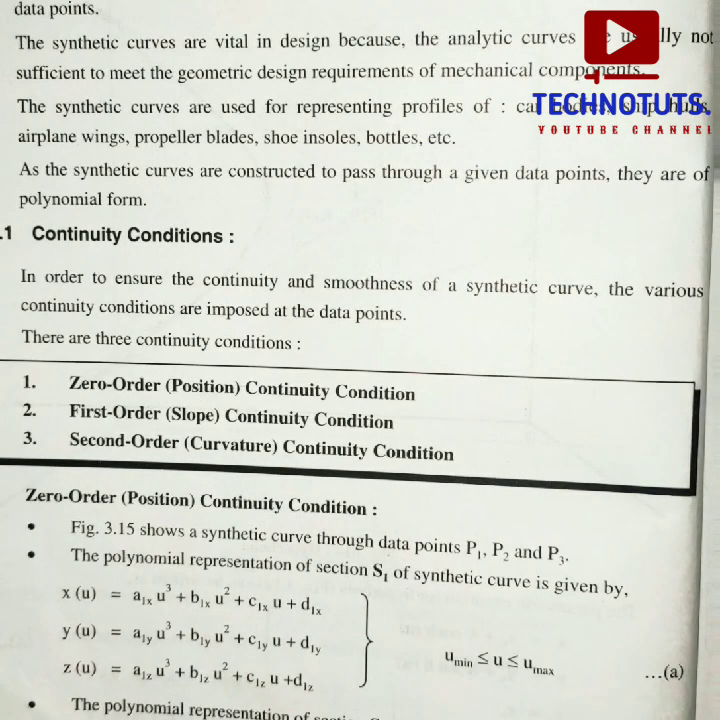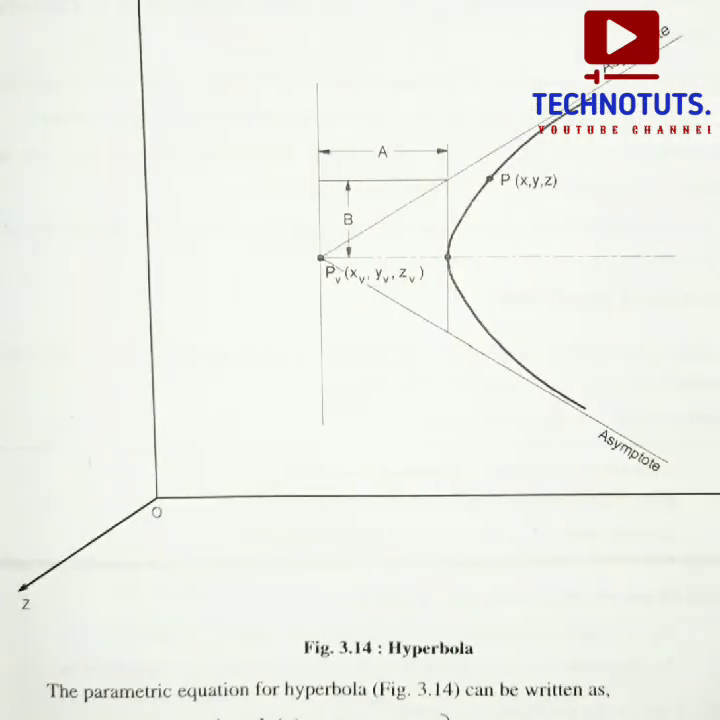So these are the parametric equations of hyperbola and parabolas. Okay, students.